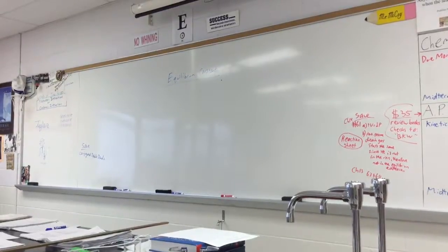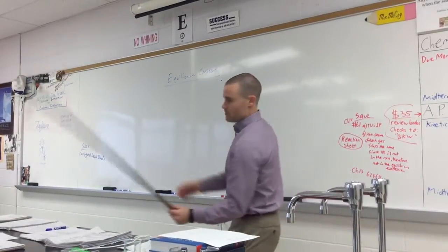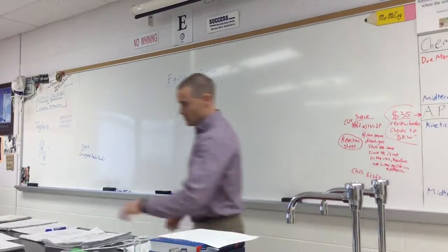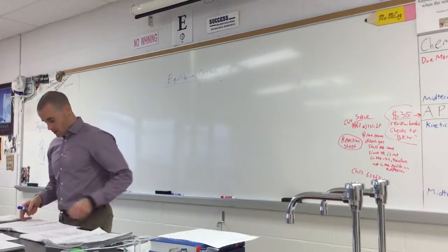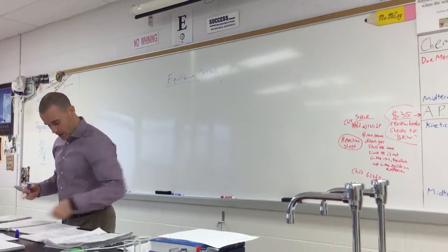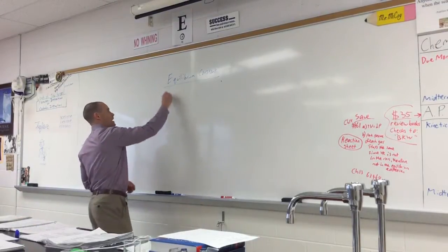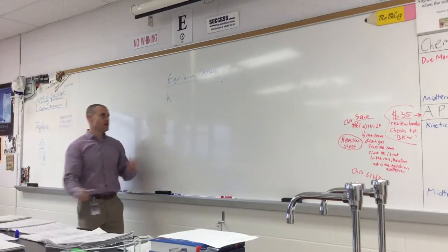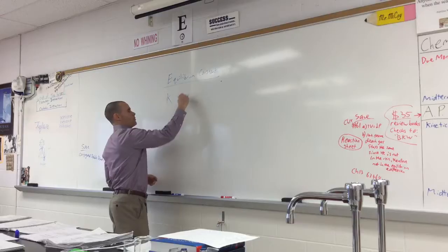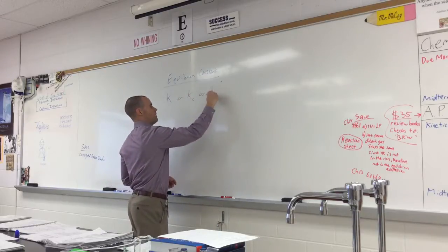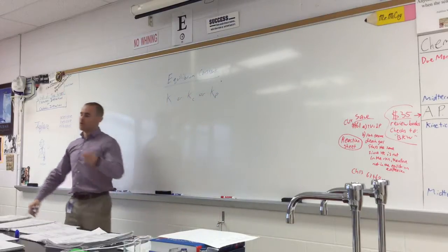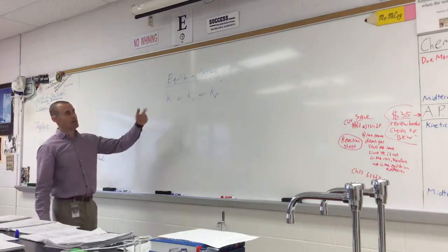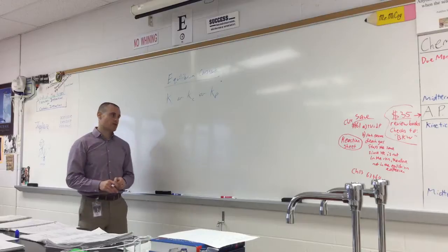All right, so this first part is pretty easy to understand, and then we'll get into these things called ICE tables. So that'll be good here. All right, so equilibrium constant. It's K. K is just the generic label for it, but really, we write Kc or Kp. Kc would be the equilibrium constant using concentrations, and Kp would be the equilibrium constant using partial pressures.